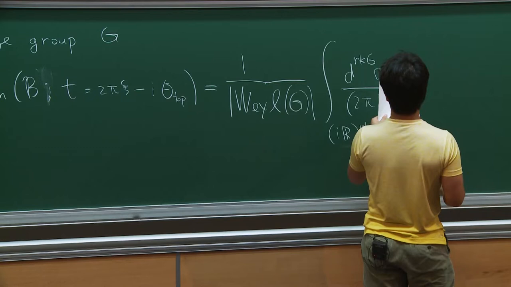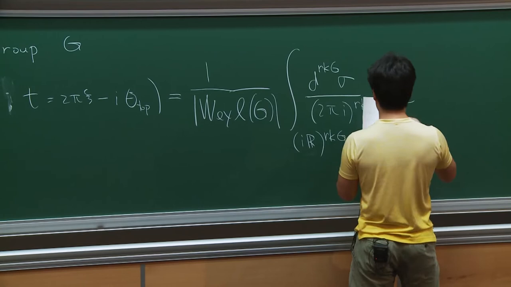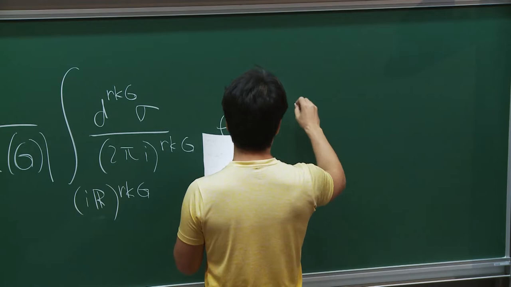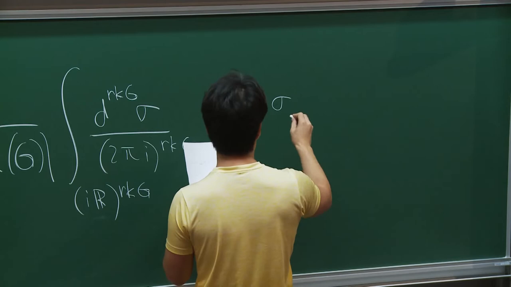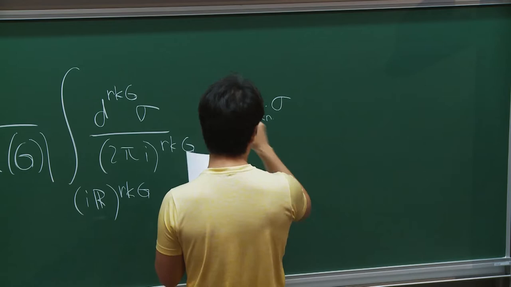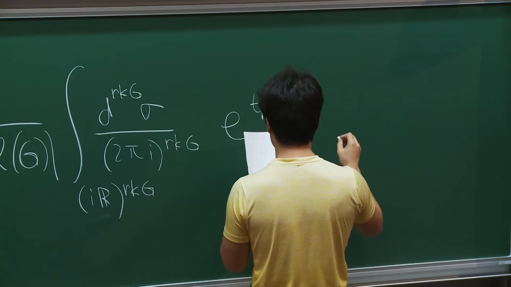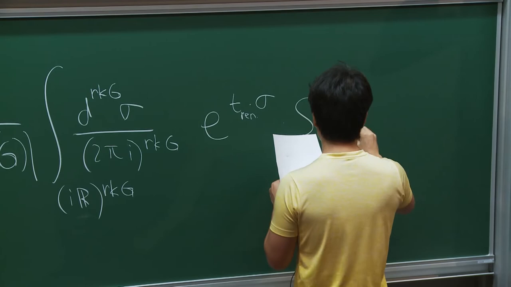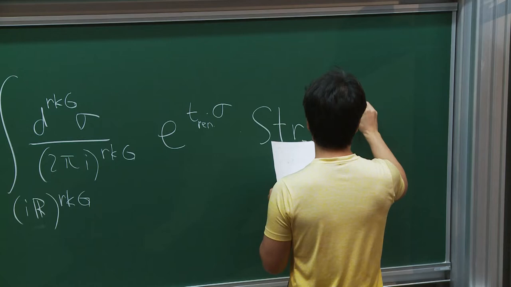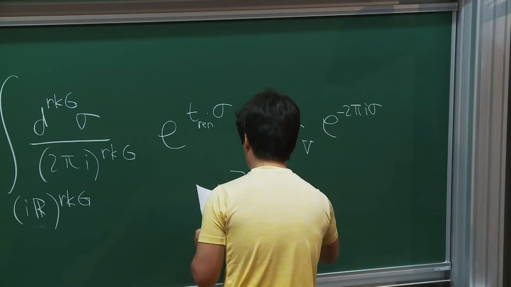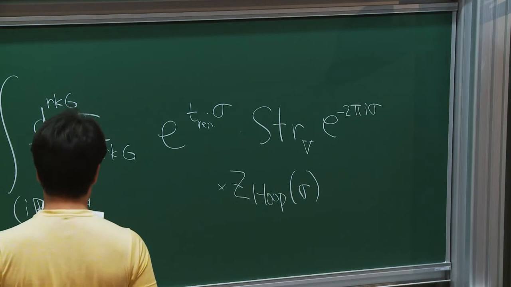Yesterday I evaluated the classical contribution. For U(N) I wrote t times trace of sigma, but in the general case let me write it just t times sigma. In general the complex FI parameter gets renormalized, so we need to use a renormalized one. Probably Benini discussed this, so you probably remember it. Then, as part of the classical contribution, we have the supertrace in Chan-Paton space of e to the minus 2 pi i sigma. And then there is this important one-loop factor. So this is the formula.